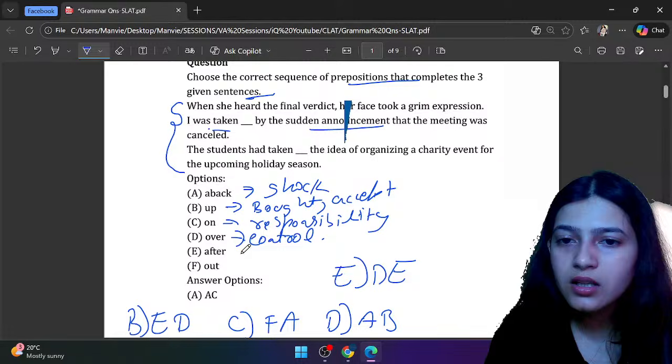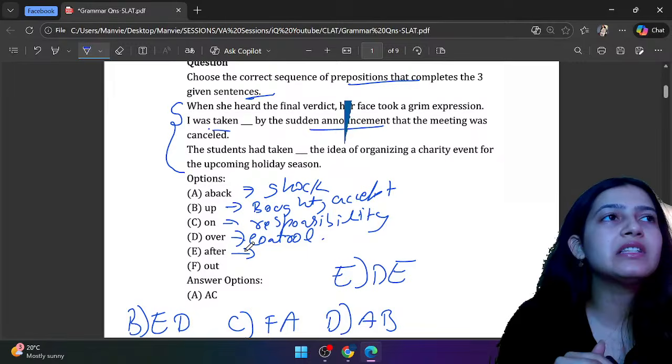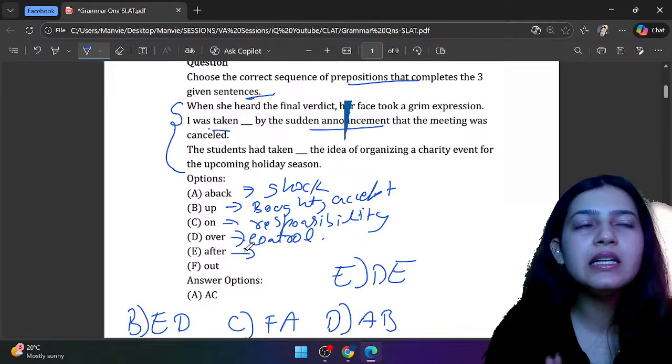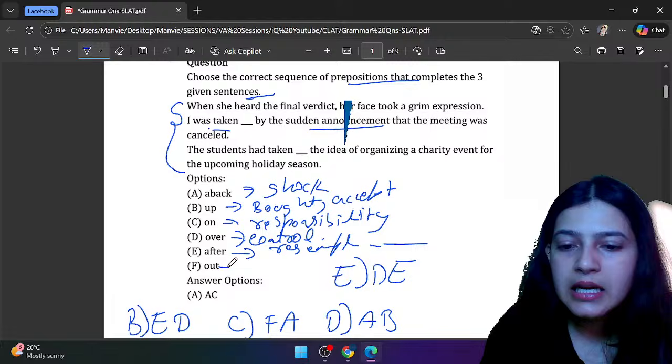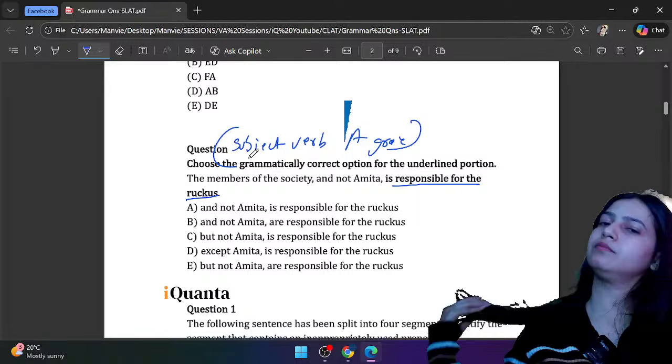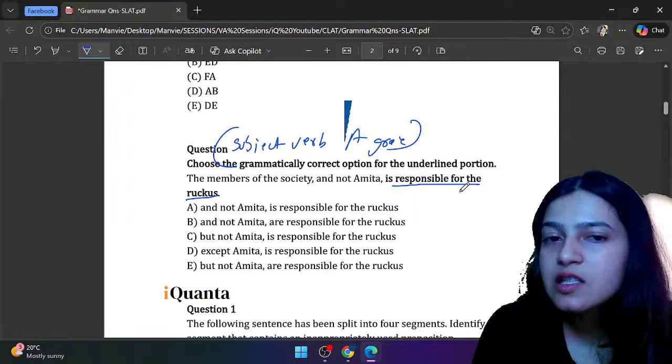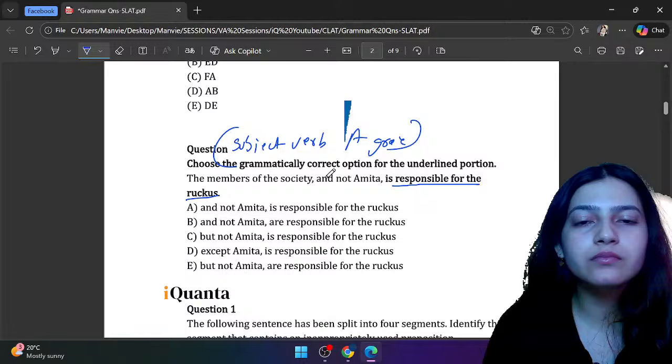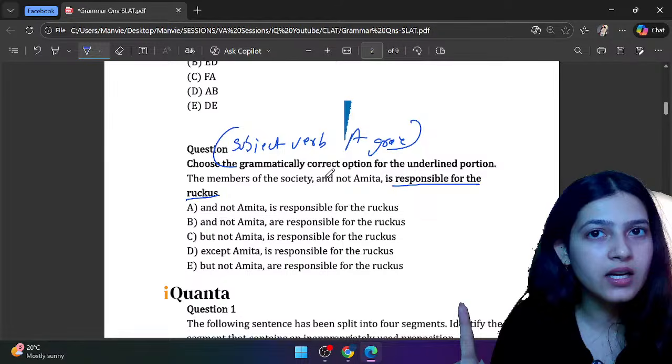Right. Taken after actually means when you've taken this, basically belongs to a baby. Amita is responsible for the ruckus. Agreement, but the agreement is not.